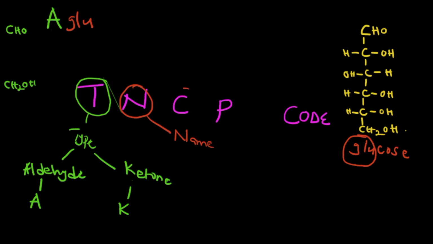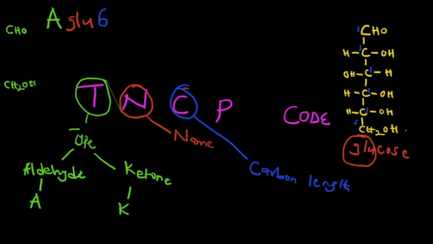The next one is the C, which I am using to refer to the carbon length, how many carbon atoms are found in that monosaccharide, in that sugar. In the case of glucose, we have 1, 2, 3, 4, 5, 6. So my carbon length is 6, and I have A glu 6, meaning an aldehyde glucose with 6 carbons.